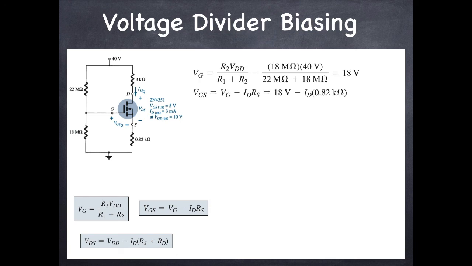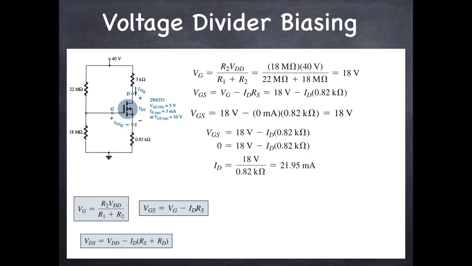Okay. Now we can calculate the value of Vg here, putting the values of R1, R2 and VDD. It gives us a value of 18 volts. Now if you want to calculate the value of VGS, it will be Vg minus ID RS. So it will be 18 volts minus ID into the value of RS, that is 0.82 kilo ohms. If we make the drain current 0, then we get the maximum value of VGS. Similarly, when we make VGS 0, we get the maximum value of the drain current. So we have with us ID max and VGS max.